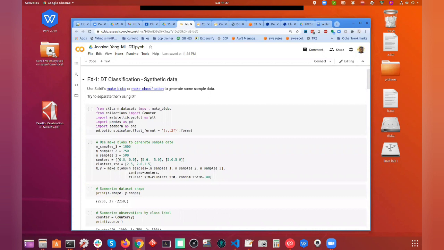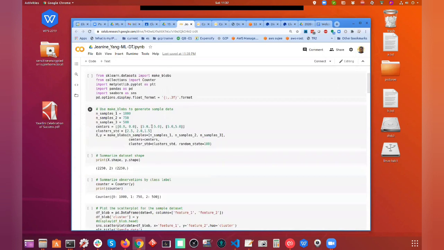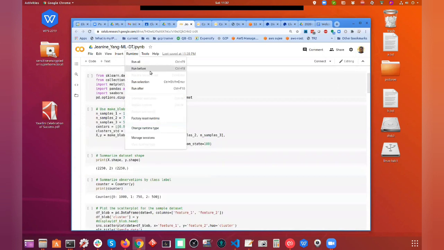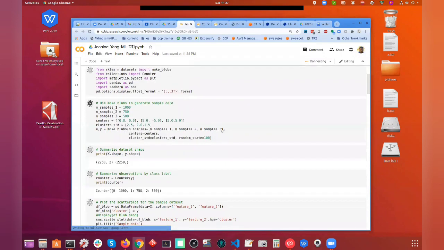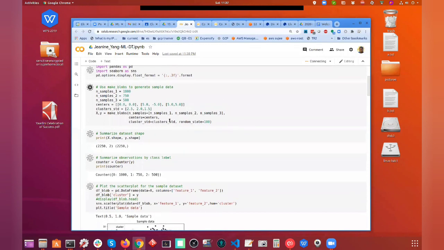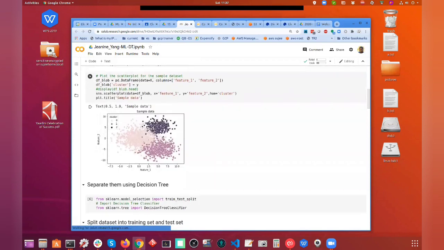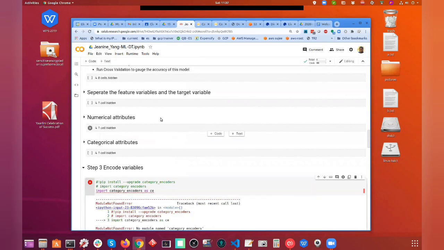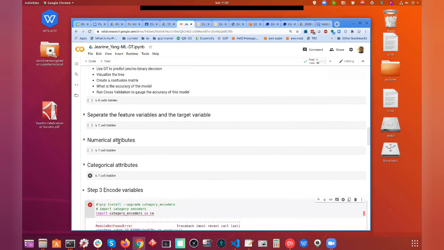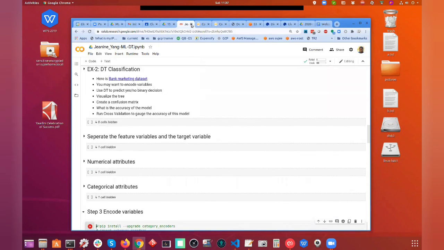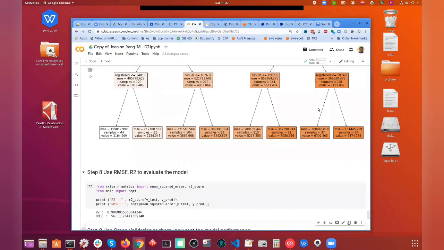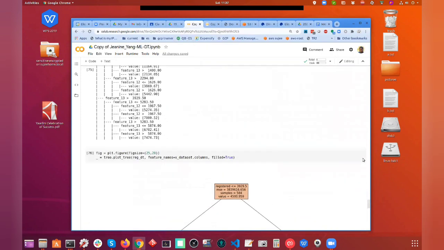So first, synthetic data. You guys know this by now. You've been generating it for quite a while. All right, let me say run all. And so X and Y. Okay, yeah, category encoders. Oh, okay, sorry, I need to close this. All right, a copy. There we go. Yeah, that's what I want to show you guys.